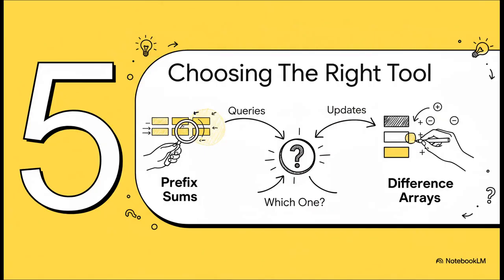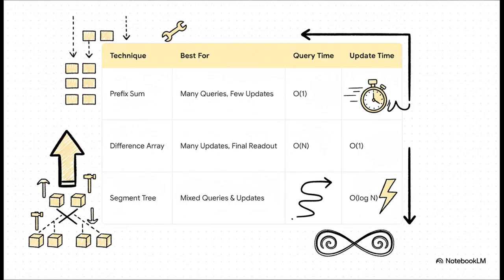So now we've got these two amazing tools: prefix sums for fast queries, difference arrays for fast updates. The big question is, when do you pull which one out of your toolbox? Let's just lay it all out. If your problem is throwing tons of queries at you, but the data itself hardly ever changes, prefix sum is your champion, no question. O(1) queries are unbeatable. But if the problem is the opposite, tons of updates, and you only need to look at the final result at the very end, difference array is the way to go. O(1) updates are a game changer.